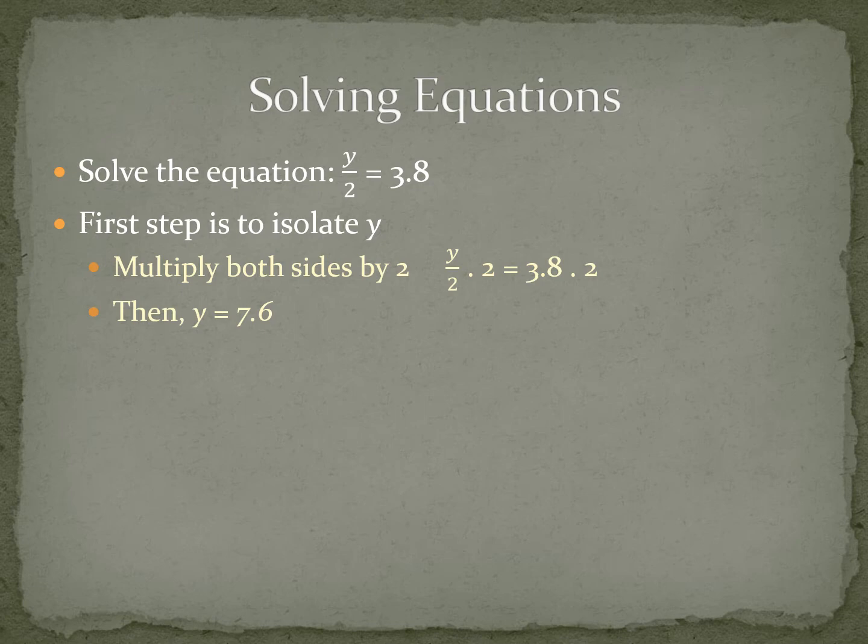So on the left side, we multiply by 2. That will cancel out the 2 there and leave just y on the left side. And then on the right side, we take the 3.8 and multiply it by 2 also.